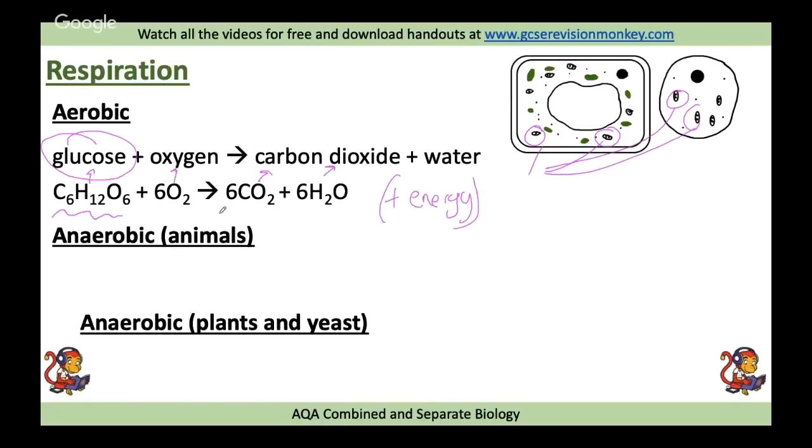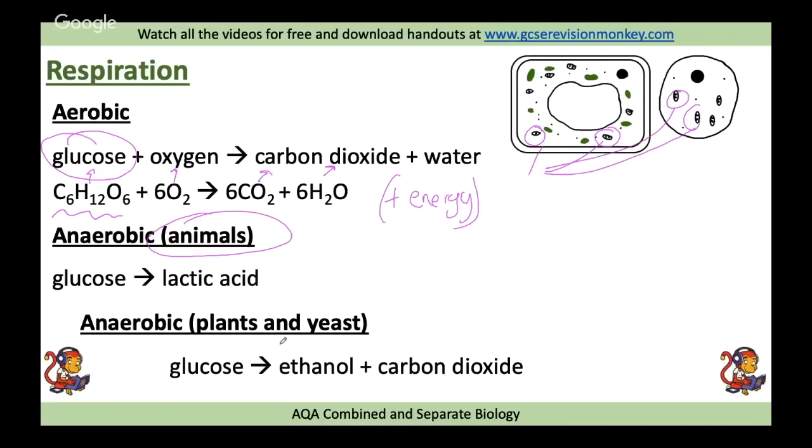Anaerobic respiration in animals, so that includes your muscles, turns glucose straight into lactic acid. If there's not enough oxygen, you get a lactic acid buildup and that causes cramps. And in plants and yeast, the anaerobic respiration equation is different. Glucose is converted to ethanol and carbon dioxide.